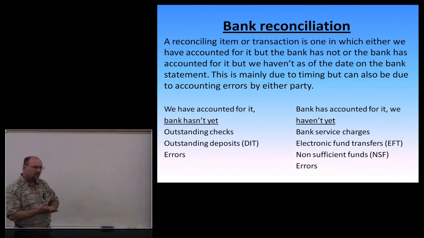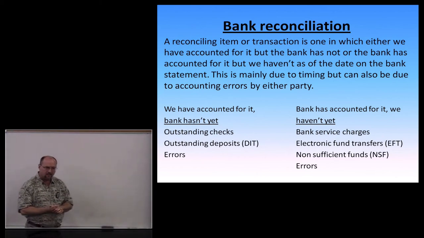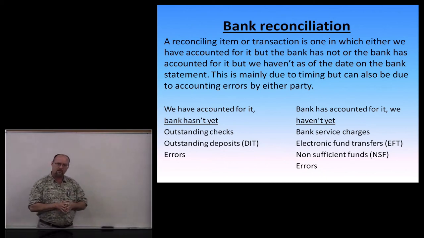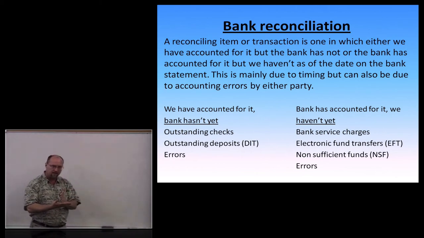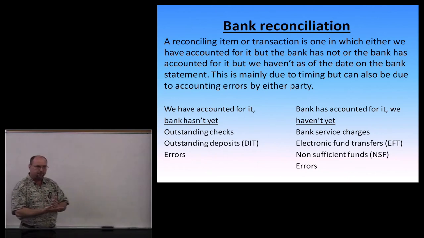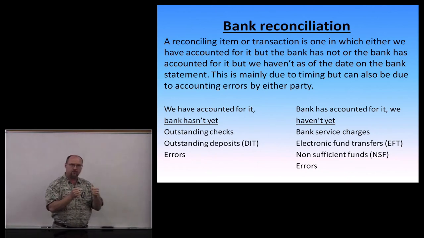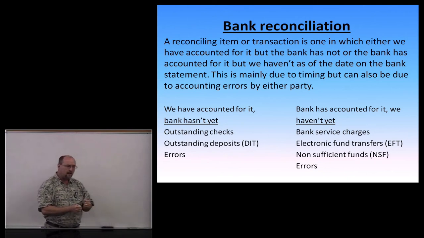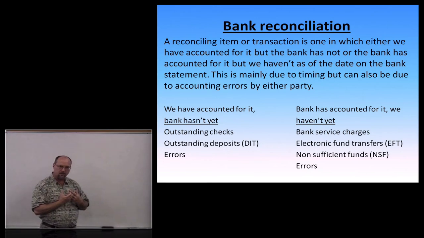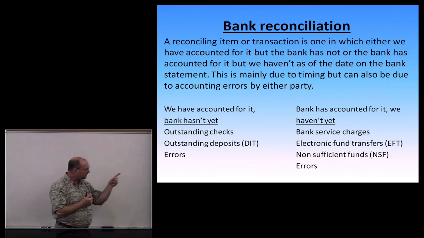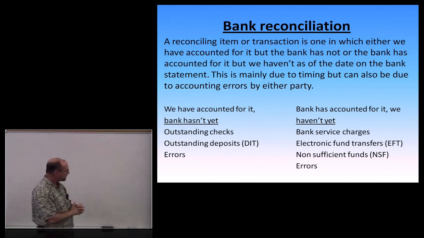Because remember, at some point in time, the bank literally has to hit the print button to print your monthly bank statement, whether it's electronic or on paper. They still at some point have to cut off, that's what we call cut off, the transactions, say, okay, as of 5 p.m. April 30th, here's what the bank thinks we have. Okay? Now, at that point in time, they're aware of certain things that we may not yet have accounted for, and they're not aware of certain things that we have accounted for. So let's take a look at these reconciling items.